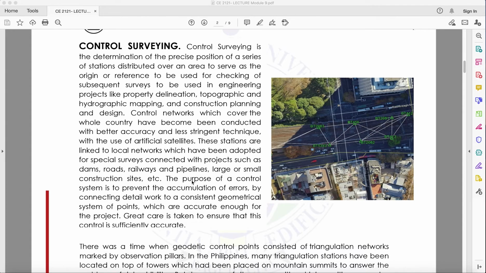Okay, so for example, maybe not everyone is familiar, but I believe most of us have seen Google Maps. In Google Maps, we are given directions, we are given coordinates. So it gives us specific location. So that is a product of control surveying, and a different combination of technology.